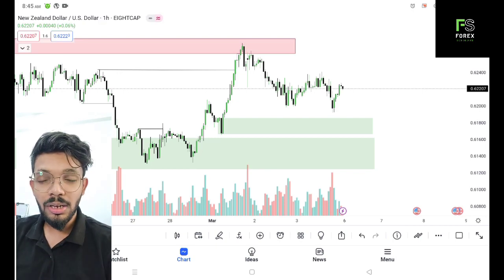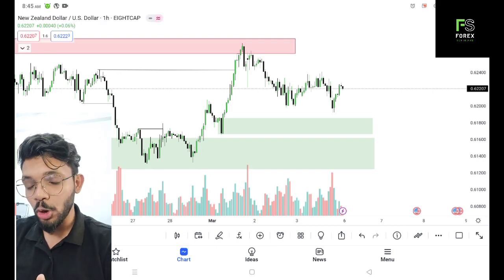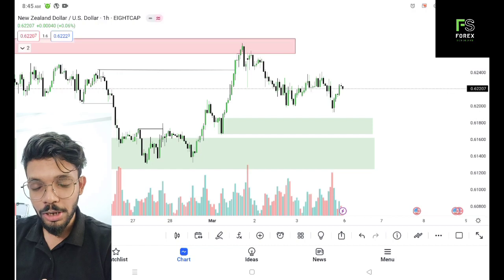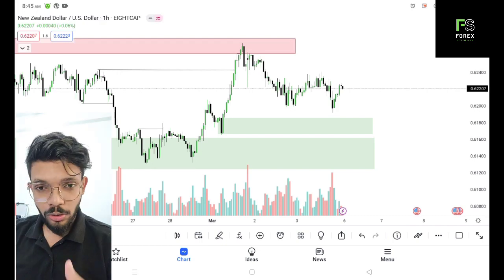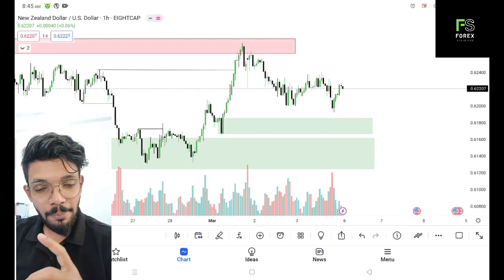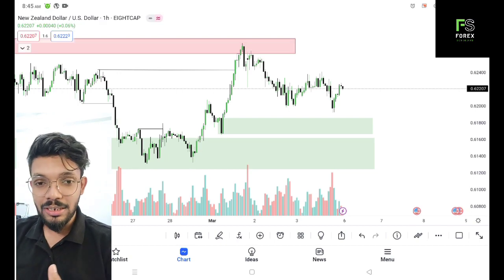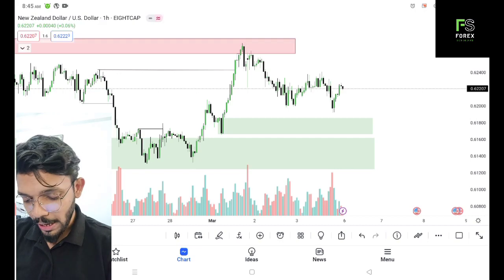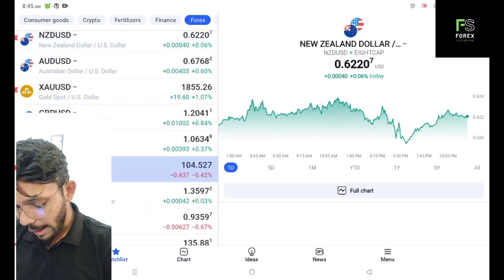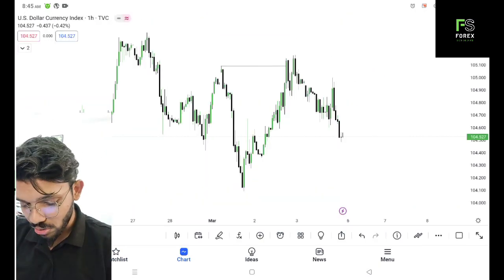Fed Chairman Powell is going to testify twice next week, and then we have the unemployment rate, non-farm payrolls, and GDP for GBP pairs. So a lot of things are going to happen next week. I think we'll see a lot of action in the GBP pairs and the USD pairs, and we'll see cross currency pairs move as well. So first let's check out what is happening with the dollar and how it is going to move next week.